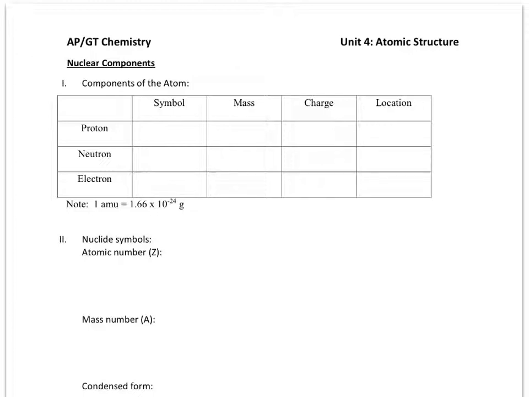Today we're going to be talking about nuclear components under the unit of atomic structure. So we're going to start by defining an atom. An atom is the smallest particle of an element that can exist and still retain the properties of that element.